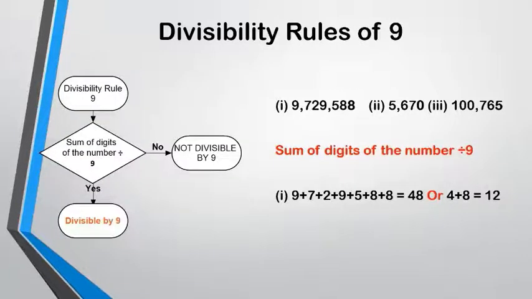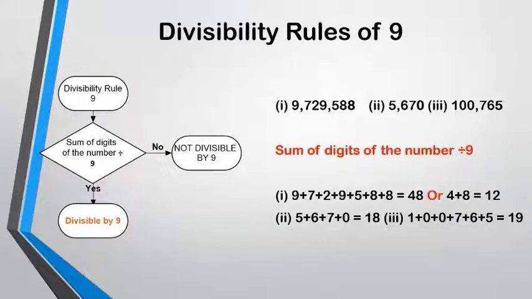Or if we still don't know if 48 is divisible by 9, we can add 4 plus 8 which is equal to 12. Add it again. 1 plus 2 which is equal to 3. And 3 is a factor of 9, not a multiple. So this number is not divisible by 9. Then the next number, 5 plus 6 plus 7 plus 0 is equal to 18. And 1 plus 8 is equal to 9. So this second number is divisible by 9.